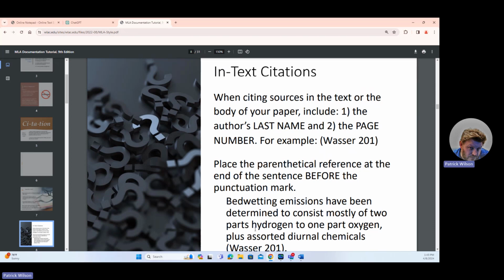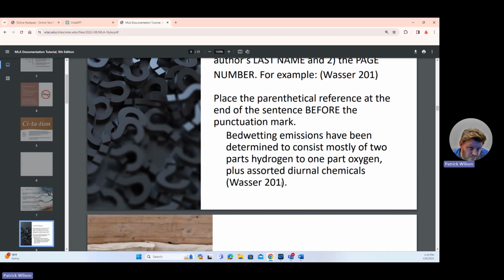And generally, as you will see in this example, the period is going to follow outside, as it says here. It says place the parenthetical reference at the end of the sentence before the punctuation mark. So in this case, this person was either paraphrasing or summarizing this particular source. That's why you don't see any quotation marks at the beginning or end. But because they paraphrased or summarized the source, they still have to give credit to this particular author, which they do at the end. So when we get to the works cited page, if I wanted to learn more about what's on page 201 of Wessler's source, I would look up the entry for Wessler and go from there.